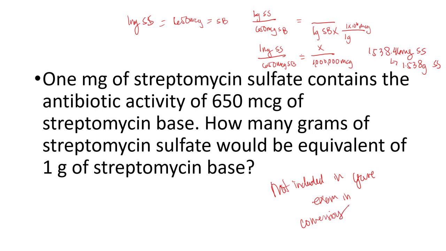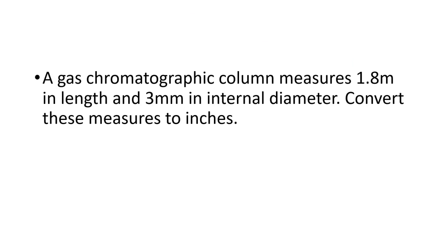So if this isn't part of the lecture notes, there's a reason for it. A gas chromatographic column measures 1.8 meters in length and 3 millimeters in internal diameter. Convert the measures into inches. So 1.8 meters and 3 millimeters. Inches can be easily converted from centimeters, since 1 inch is 2.54 centimeters. So for ease, we need to convert this first into centimeters.